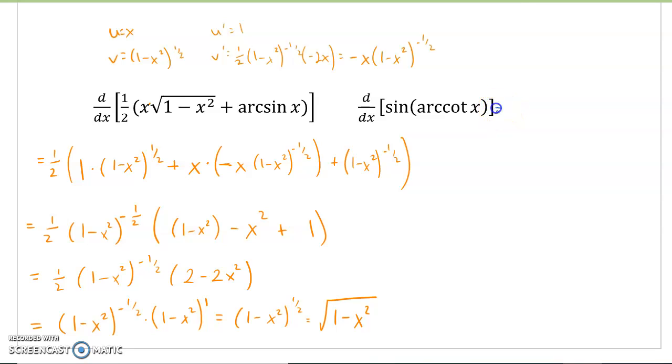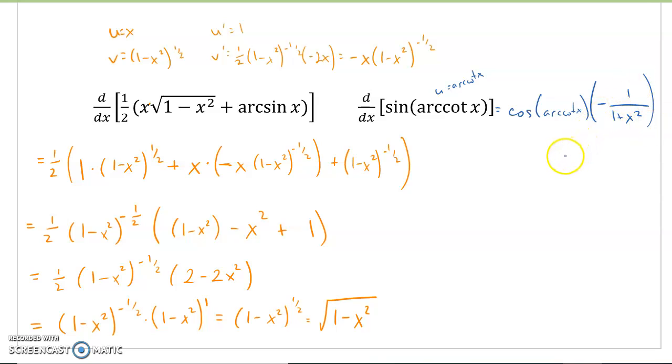The direct way would be to say, well, this is the sine of u, right? U equals the arc cotangent of x. Okay, so that means that the sine of u differentiates to the cosine of u. The argument never changes, so the arc cotangent of x. But don't forget the chain rule. We're going to multiply by the derivative of our argument, which is going to be negative 1 over 1 plus x squared. All right, that's the derivative of the arc cotangent.